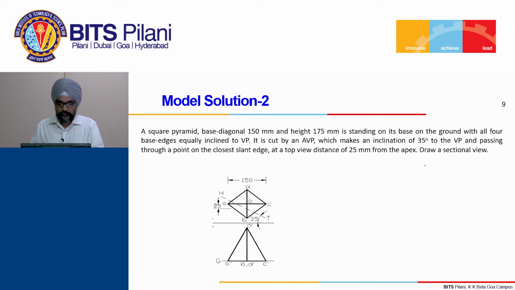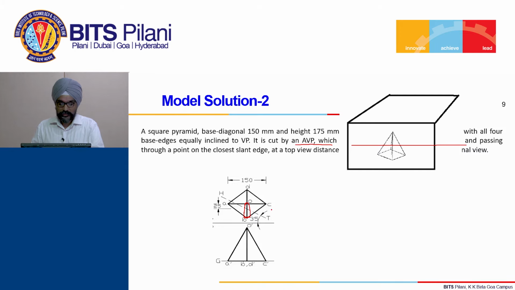Here you are told that the AVP passes through it. It is cut by an AVP which makes an inclination of 35 degrees to VP. That 35 degree inclination will be shown in the top view. That means this plane is to be shown in the top view, passing through a point on the closest slant edge. Note that the closest slant edge is here. How can I say this is the closest?